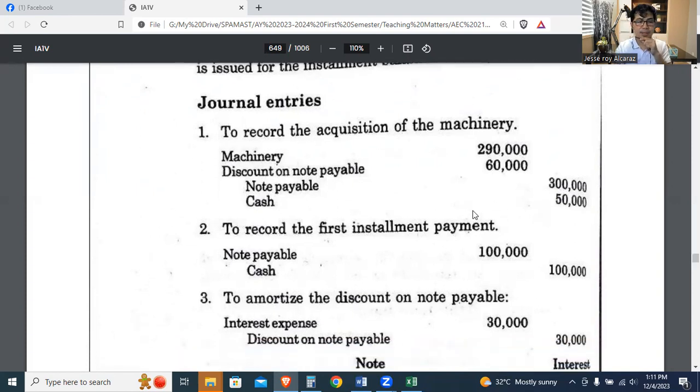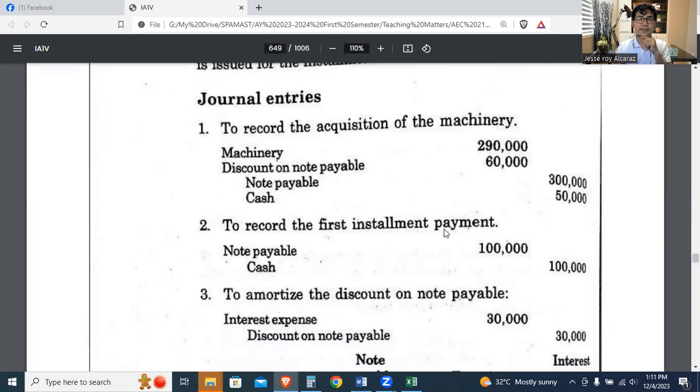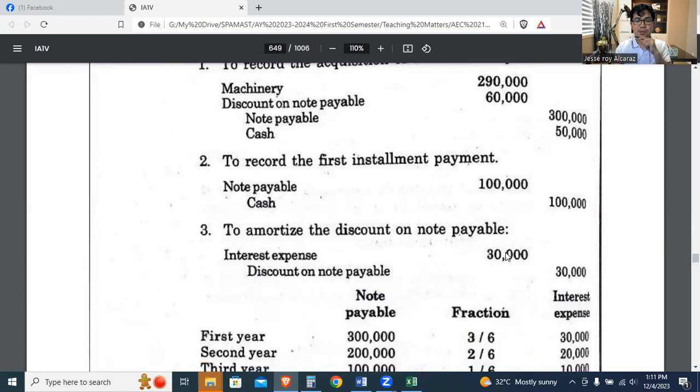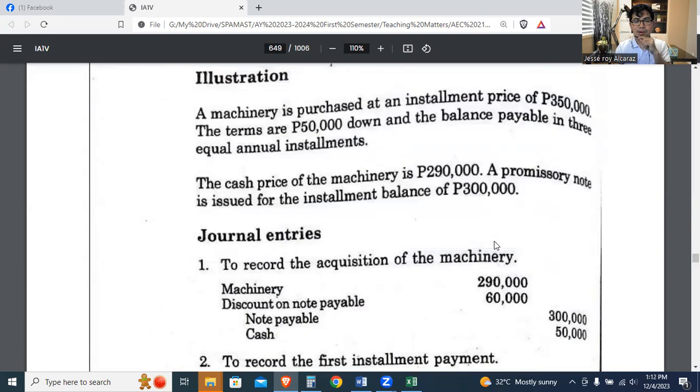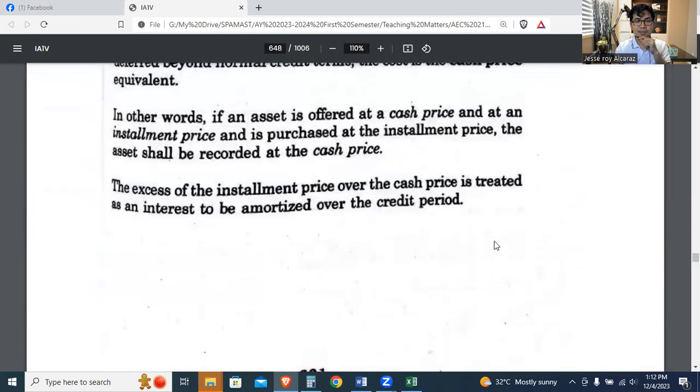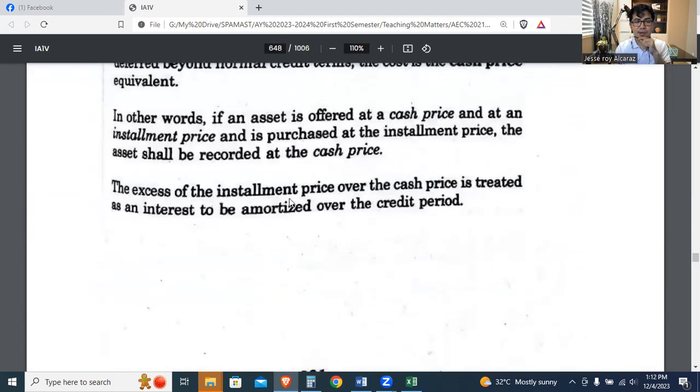Okay, let's record the first installment. Of course, the first installment is 100,000 cash that we pay. So credit cash 100,000 pesos and debit note payable, reducing our debt. And of course, we have to amortize the discount. According to our accounting standard, the excess of the installment price over the cash price is treated as an interest to be amortized over the credit period, because that is interest.